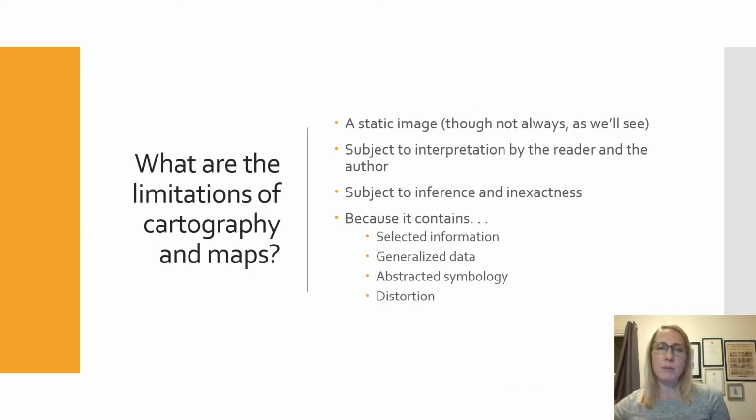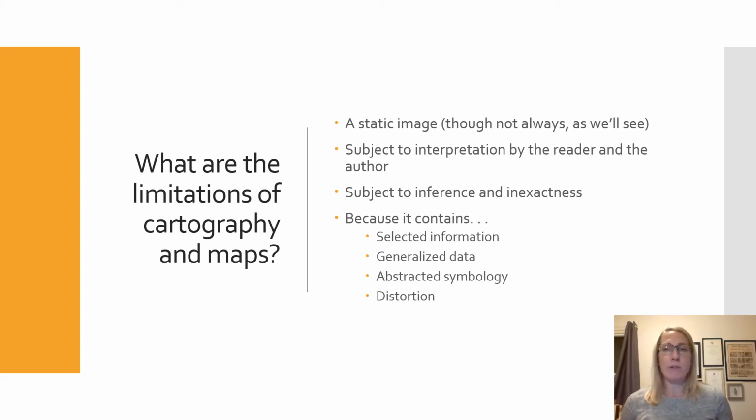So as fabulous as maps are, there are limitations to a printed static map. And I just gave part of that away, which is that it's a static image. It's not always, as we'll see in later slides, but traditionally maps are problematic because they are a single snapshot of the way something is or is perceived to be at a given point in time. Like any object of subjective communication, it's subject to interpretation by the reader and by the author. So misinterpretations can happen. People will see what they want to see. You can leave key information out to obtain a certain objective. So there's a variety of things that can go wrong with maps.